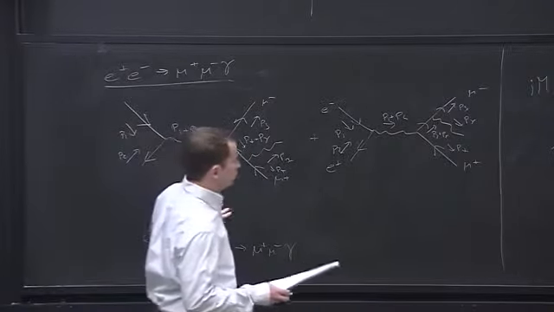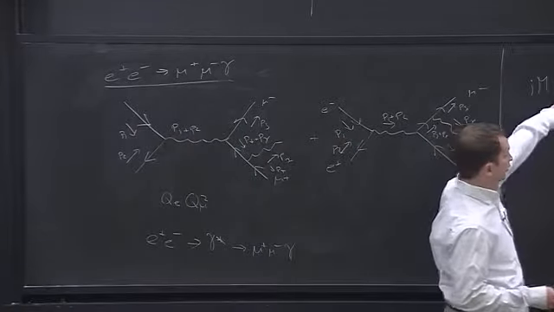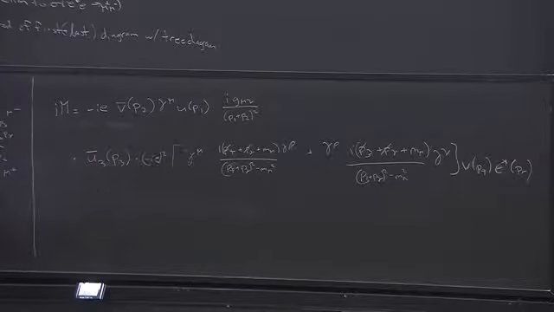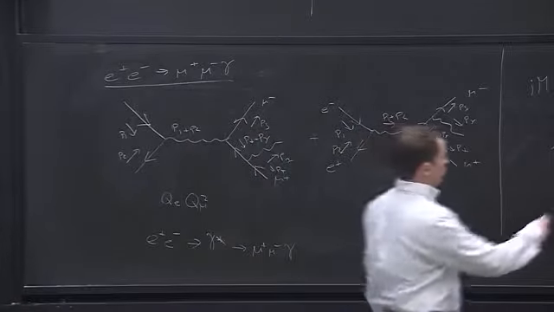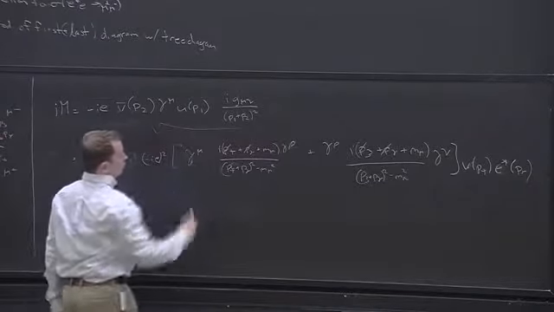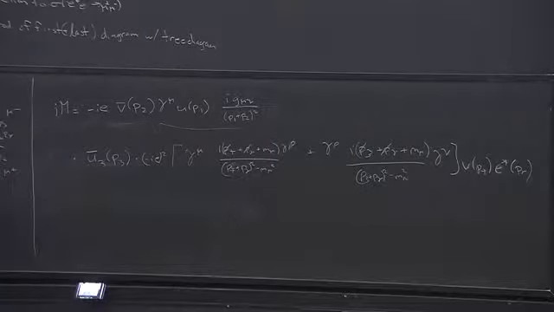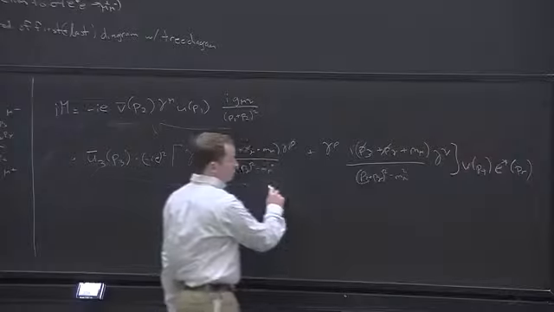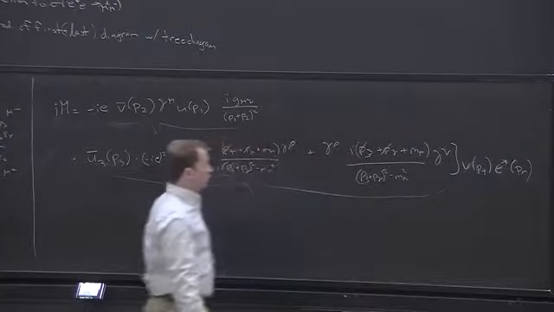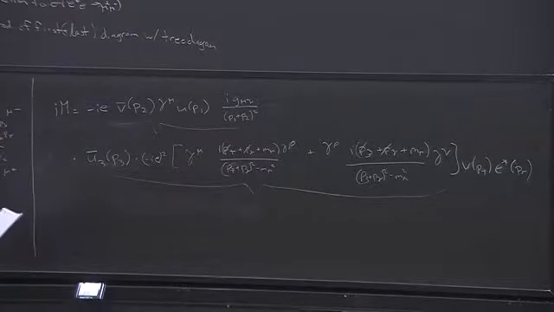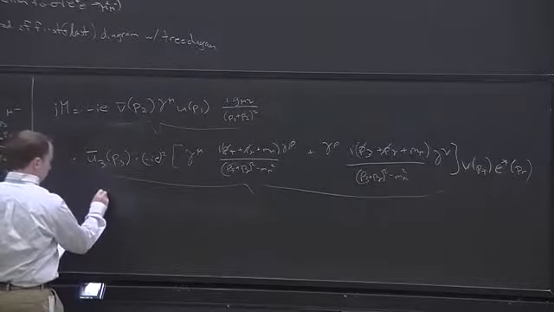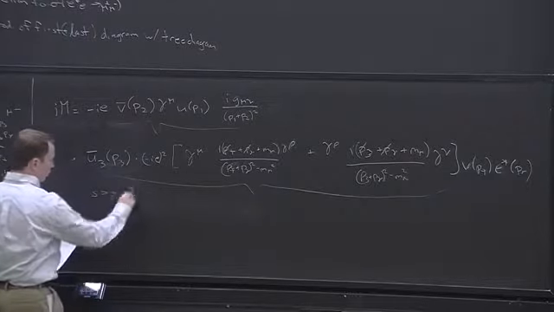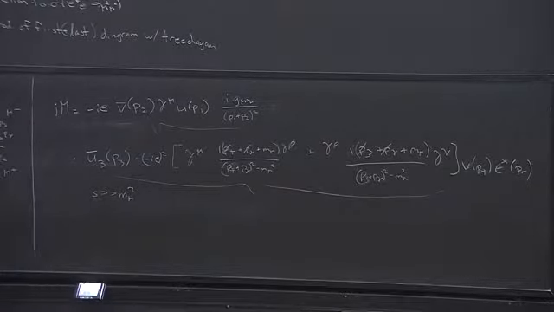And so the way we'll calculate this is by treating the two processes separately. So this part here, think of as describing the creation of this off-shell photon, which then decays to a muon, antimuon, and photon. So again, we're going to work in this limit: the center of mass energy is large.